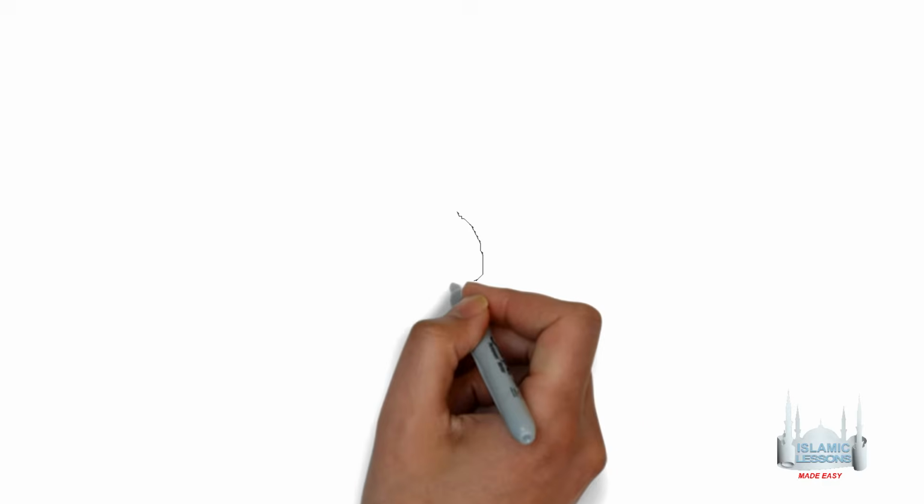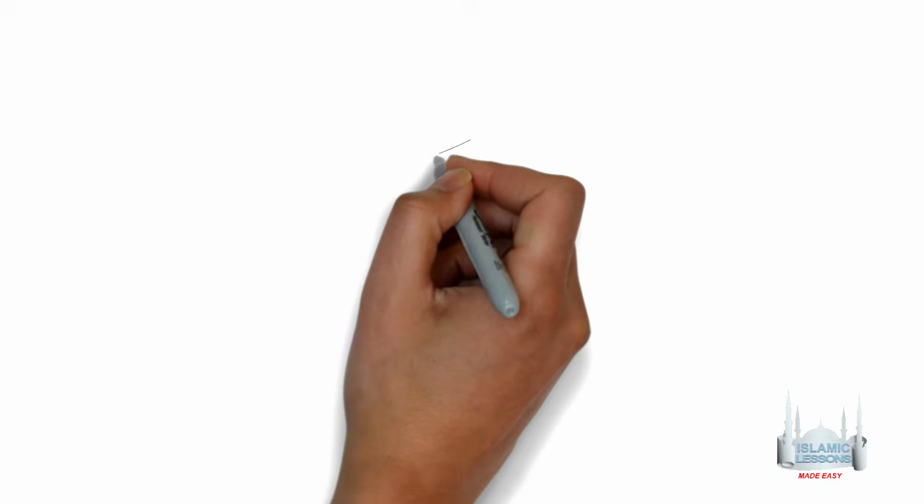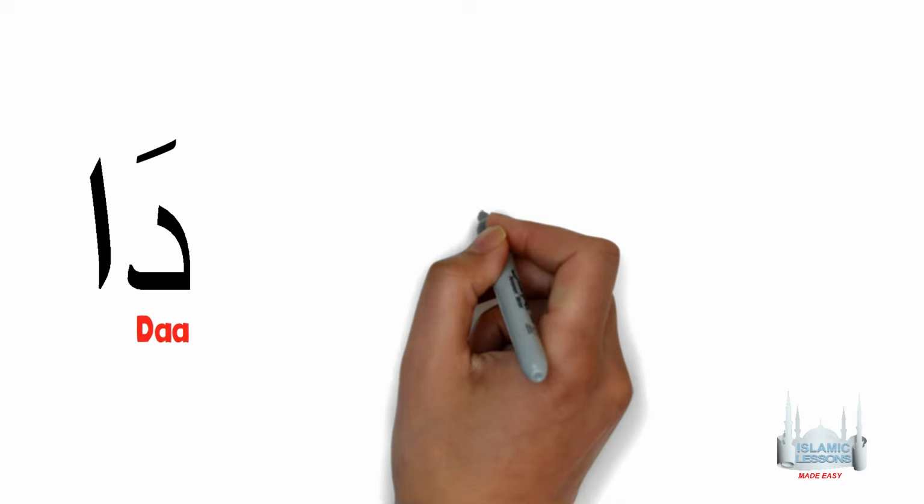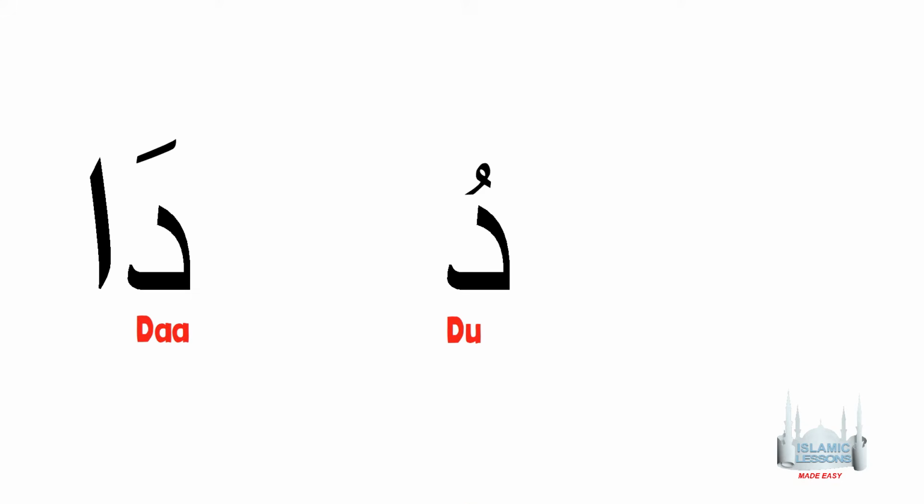Let's have a look at an example. This is the letter dal. With a fatha, it becomes da. The alif stretches the fatha, and it will read daa, and not da. Daa. You pronounce the a for 2 counts. If the dal has a dhamma, it is du. The waw stretches the dhamma, and it will read doo, and not du. Doo. You pronounce the u sound for 2 counts.